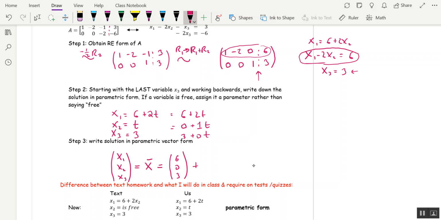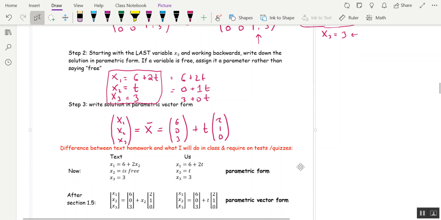And the second vector is going to be t times 2, 1, 0. This is parametric vector form. It's really much easier to get to parametric vector form. It's always best, well, it's essential to do this first. So I'm always going to ask you for both.